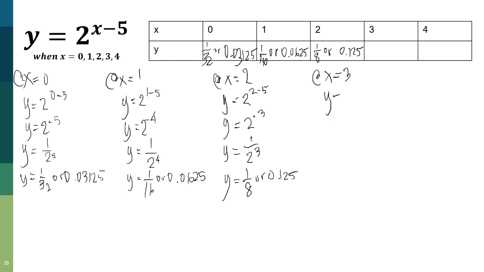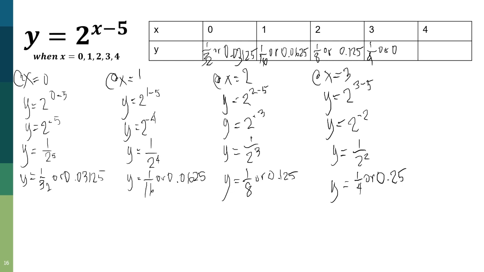At x is equal to 3, y is equal to 2 raised to 3 minus 5. And that is y is equal to 2 raised to negative 2. In fraction form, that is 1 all over 2 squared. That is y is equal to 1/4 or 0.25. Again, we will put it in our table of values, 1/4 or 0.25.